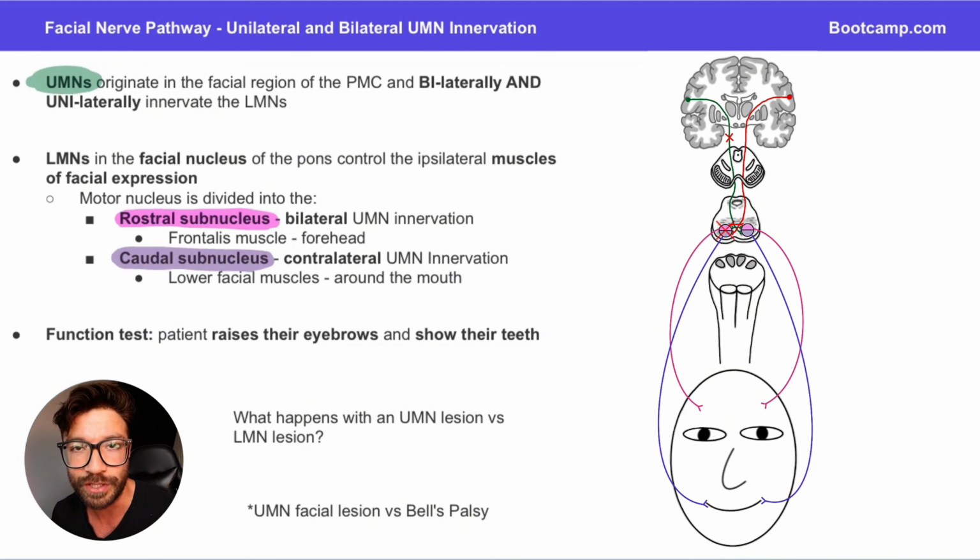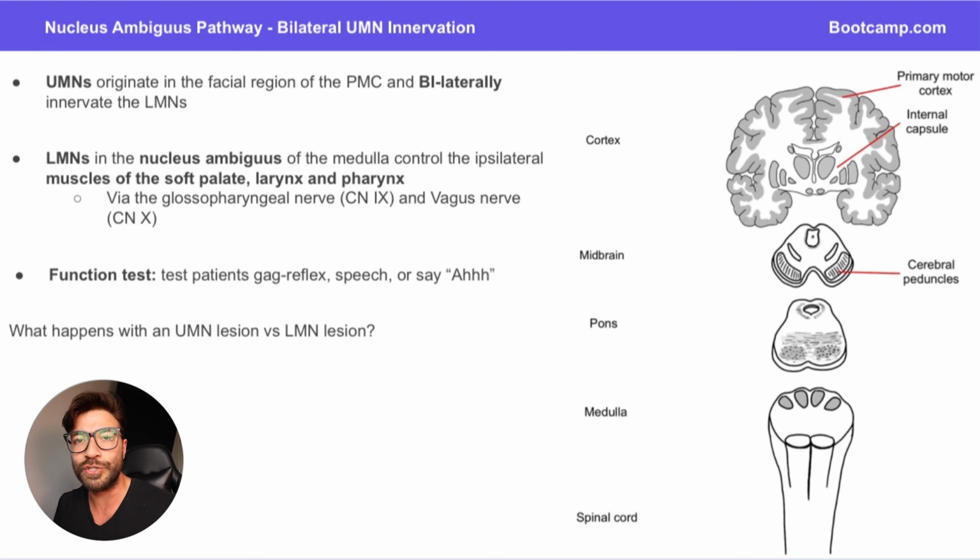If we have Bell's palsy or a lower motor neuron lesion, you're going to see complete paralysis on the ipsilateral side of that lesion. All right, so next up, we're going to take a look at the nucleus ambiguus pathway. And this receives bilateral innervation, just like we saw from the trigeminal nerve motor nucleus. So this is going to be controlling basically the glossopharyngeal nerve and the vagus nerve.